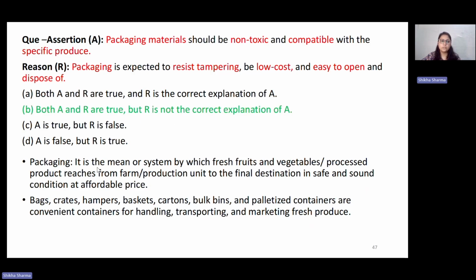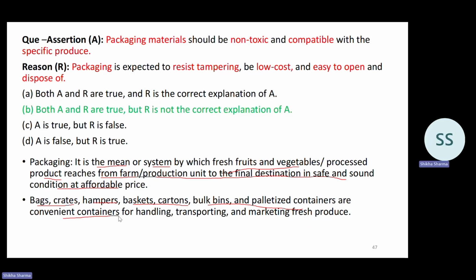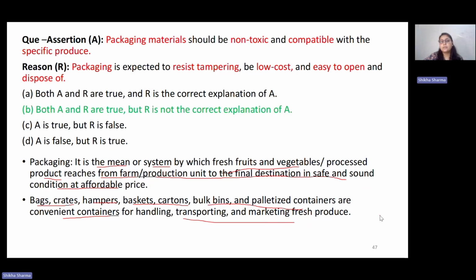So packaging of any food product is the means or the system by which fresh fruits and vegetables or processed products reach from the farm or the production unit to the final destination in safe, sound condition and at an affordable price. Different packaging can be used, like bags, carrots, hampers, baskets, cartons, bulk bins, pallets, and containers, so that handling, transportation and marketing are easy, convenient and can be done properly.